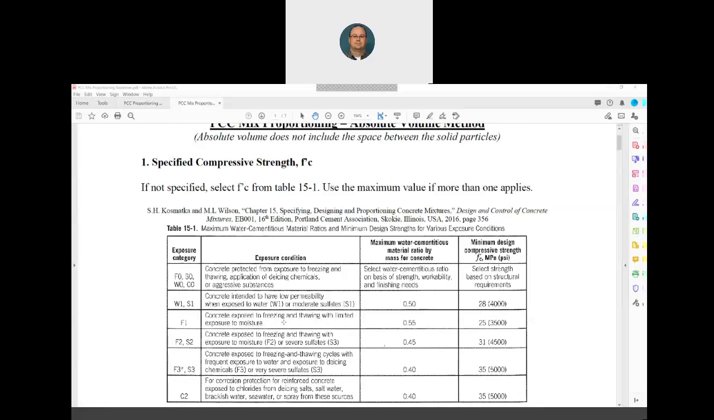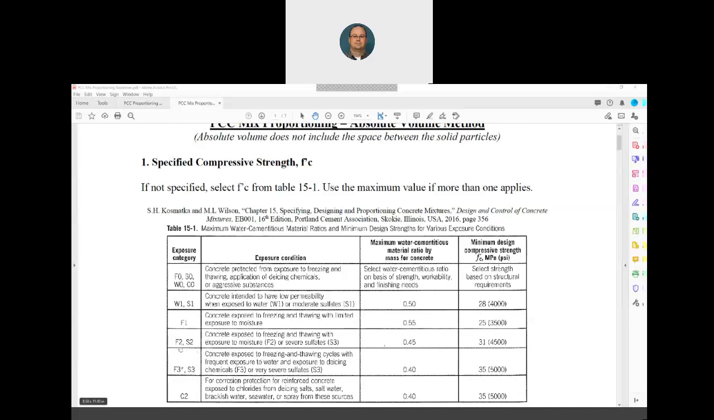All right, so if you're up on a hill and you're not dealing with groundwater, that's the case, right? Limited exposure. Okay, sometimes you have it, sometimes you don't. Limited. That's a great term, right? So our maximum water cement ratio is 0.55, and our design strength is 3,500.